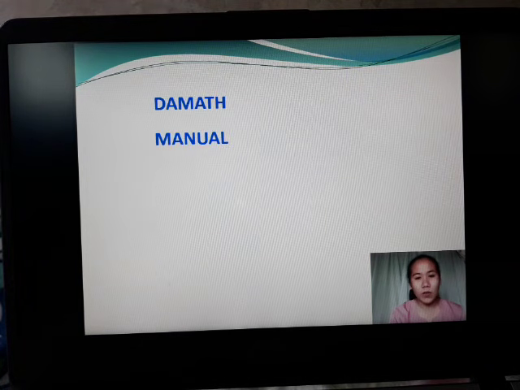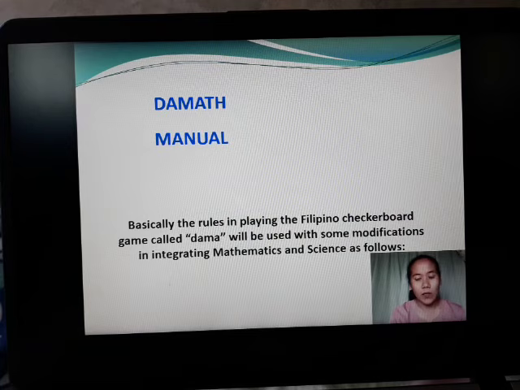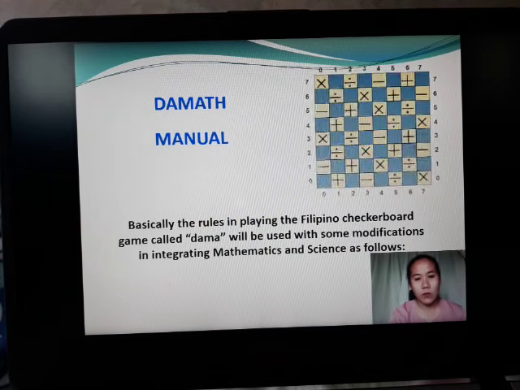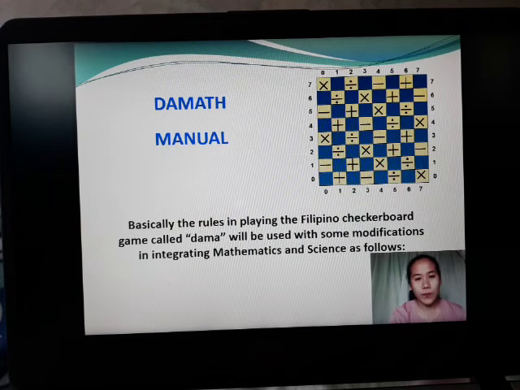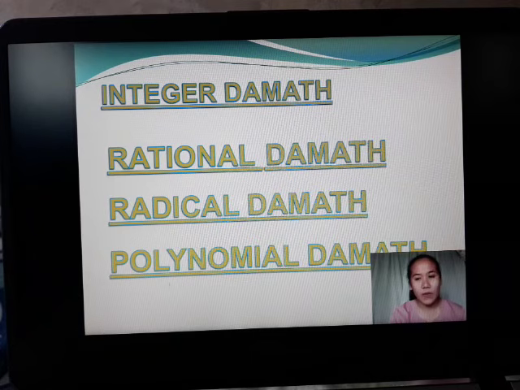Let's take a look at the DAMATH manual. Basically, the rules in playing the Filipino checkerboard game called Dama will be used with some modifications in integrating mathematics and sciences as follows. For grade 7, we have the integer DAMATH. For grade 8, the rational DAMATH. The radical DAMATH for grade 9. And the last one, the polynomial DAMATH for grade 10.